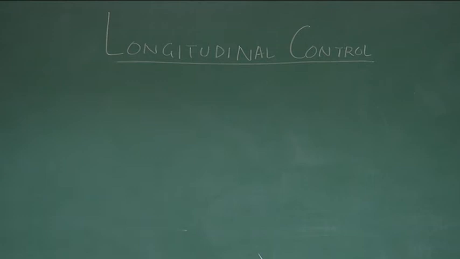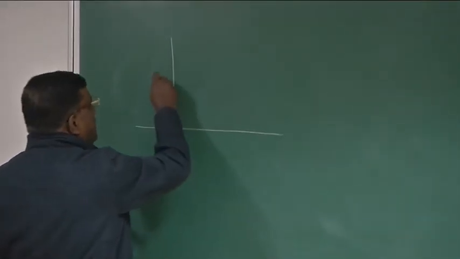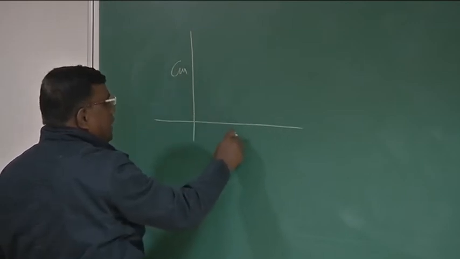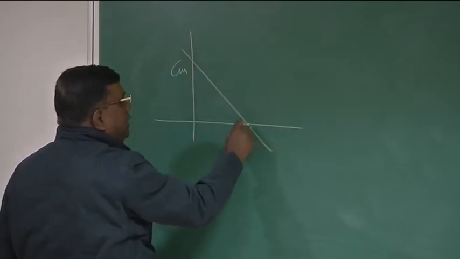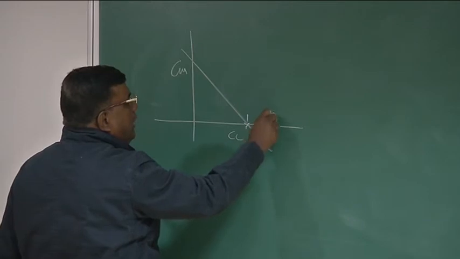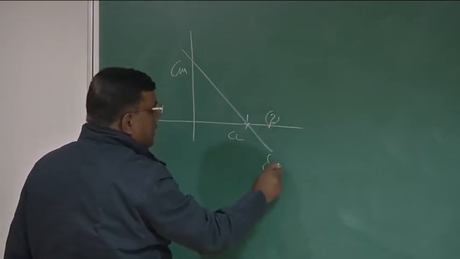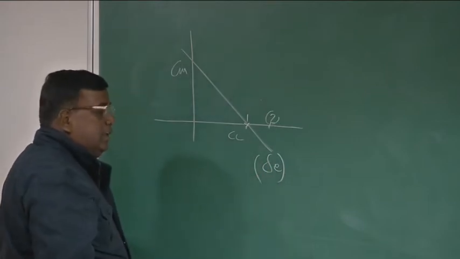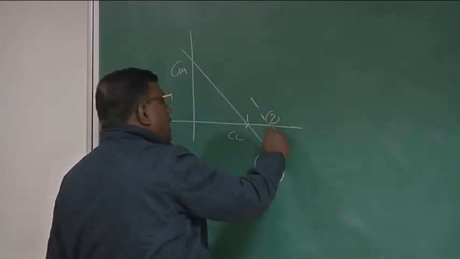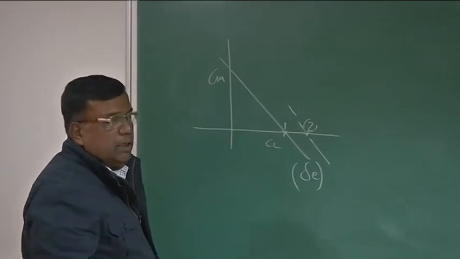Revise before I start what we were telling. Suppose this is my Cm versus Cl. I'm flying here, let's say 1, I have to fly at 2. I want to know how much elevator I should deflect so that I can again trim at Cl2.